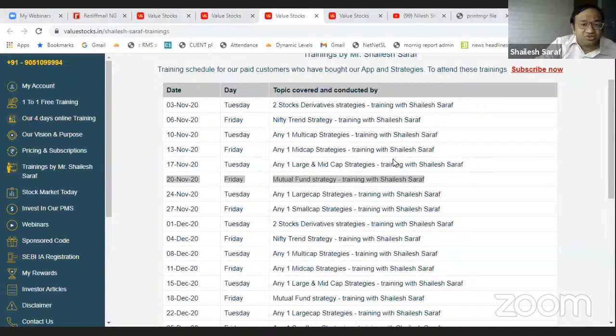If you are a mutual fund customer, Venkat, then you can come on the 20th also. I'll open for questions now.